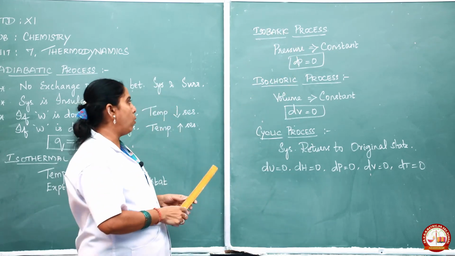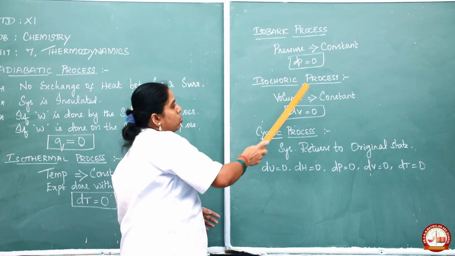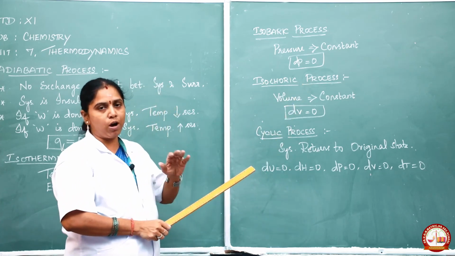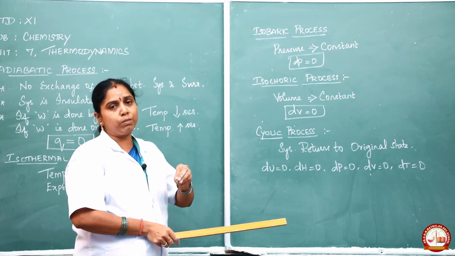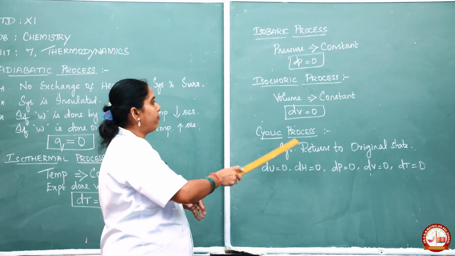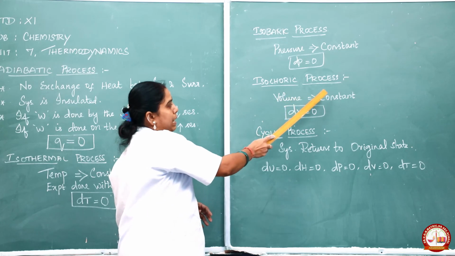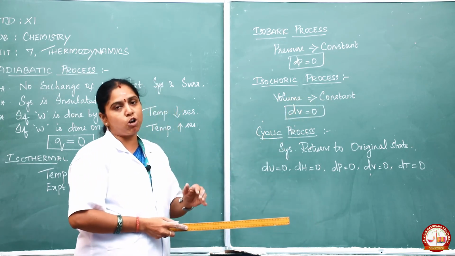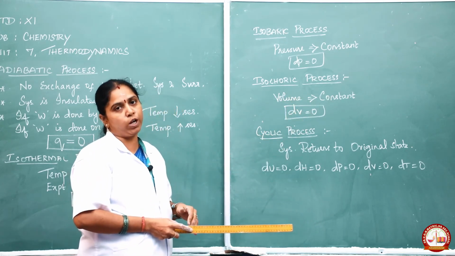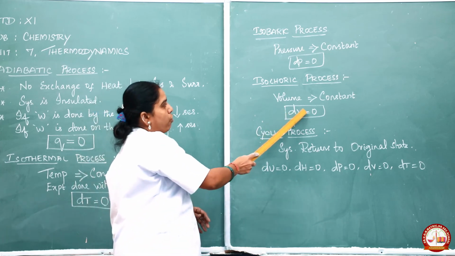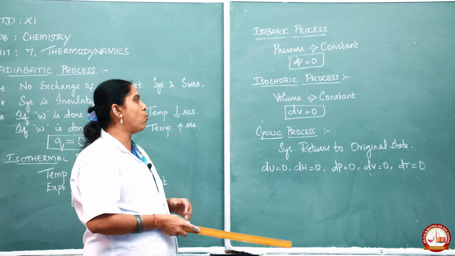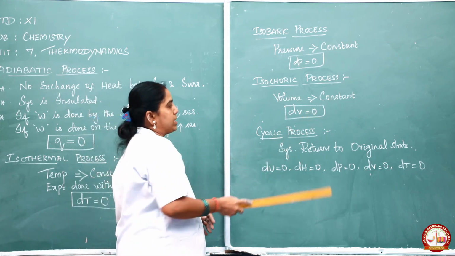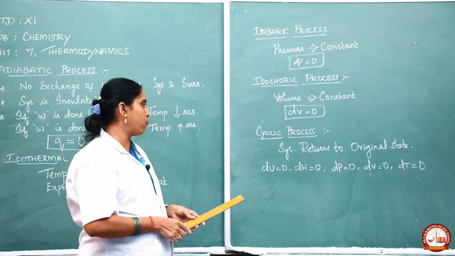process. And also the next one is the isochoric process. As I told you, iso means constant, choric represents volume. So in some thermodynamic processes, if the volume of the system is kept constant, then such a process is said to be an isochoric process. So the condition for isochoric process is dV is equal to 0. Change in volume should be kept constant. That is about the isochoric process.